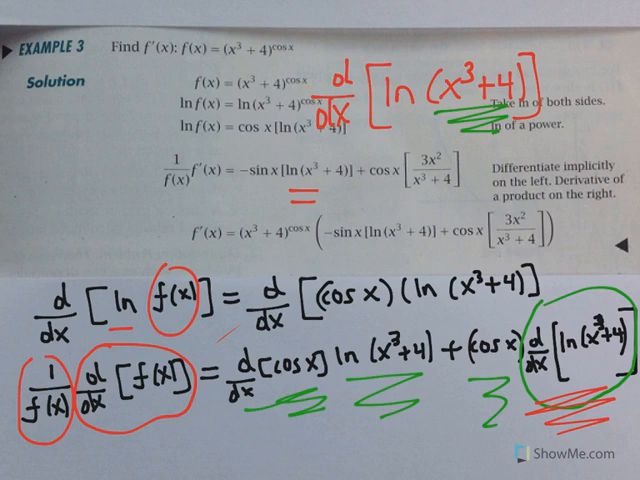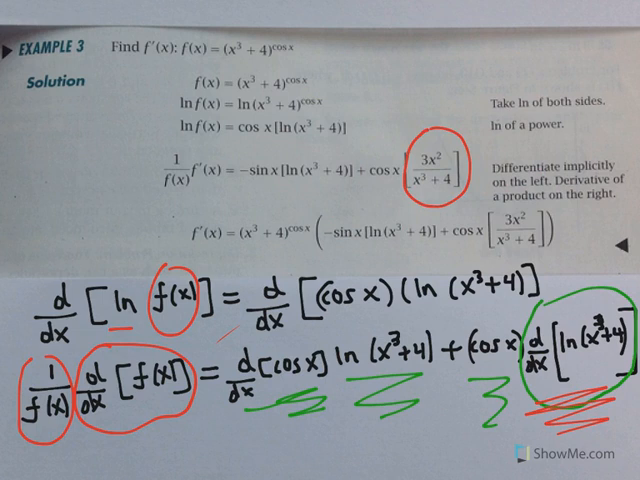Take the derivative of the outside function, evaluate it at the inside function. The derivative of the natural log function is 1 over the argument, and then multiply by the derivative with respect to x of the inside function, x cubed plus 4. And the derivative of the inside function is 3x squared. So that's how you get the derivative 3x squared divided by x cubed plus 4.